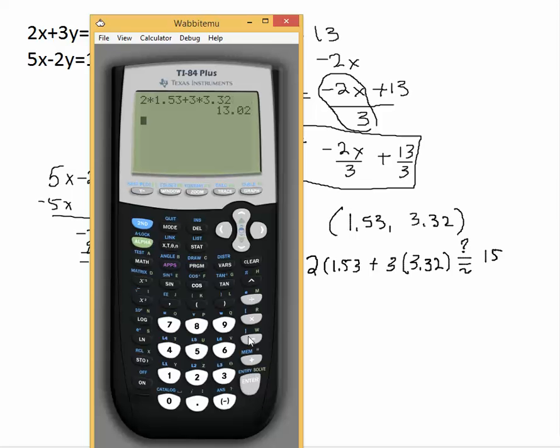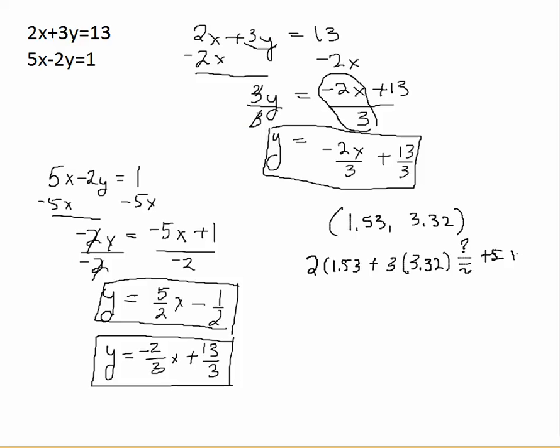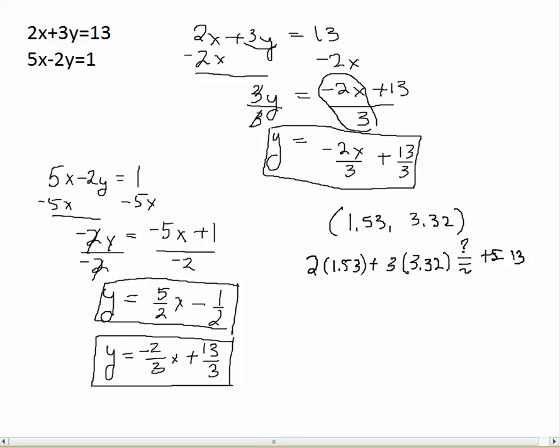And we can see we don't quite have 15. Oh, sorry, it's 13. Excellent. So better than 15. Sorry about that. That gets us fairly close. It's not exact, but that comes from us having to do some rounding.